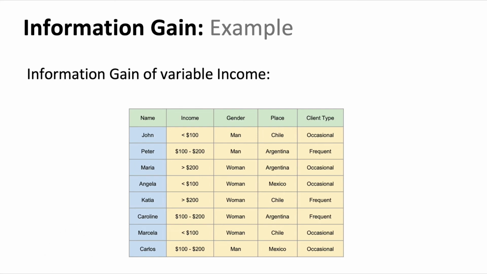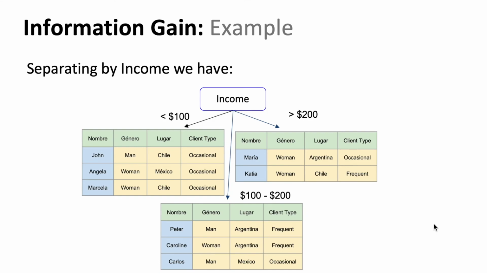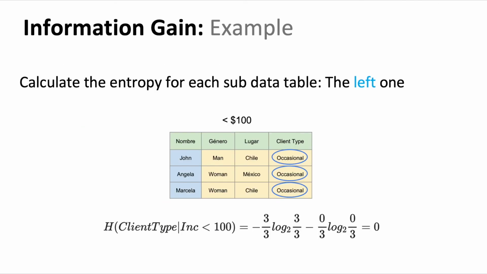So let's apply the same thing to calculate information gain for the variable income. In this case, we must instantiate the variable income in the possible values it takes, and we obtain 3 tables. And again, we have to look at the entropies of the class in each case. So for the left table, we have a very good case. All the rows belong to the same class. In that case, we know that the entropy is 0, because we have 3 out of 3 and 0 out of 3. By definition, this is 0, and this is also 0.